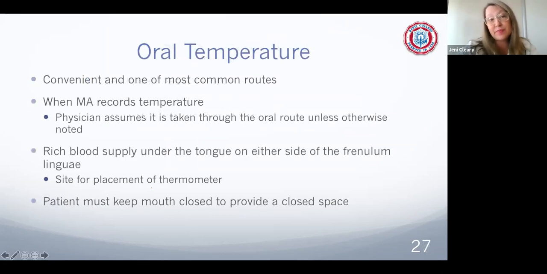Oral temperature. This is convenient and one of the most common routes. When the MA records the temperature, the physician assumes it is taken through the oral route unless otherwise noted. There is a rich blood supply under the tongue on either side of the frenulum linguae, the site for the placement of the thermometer. Patients must keep the mouth closed to provide a closed space.